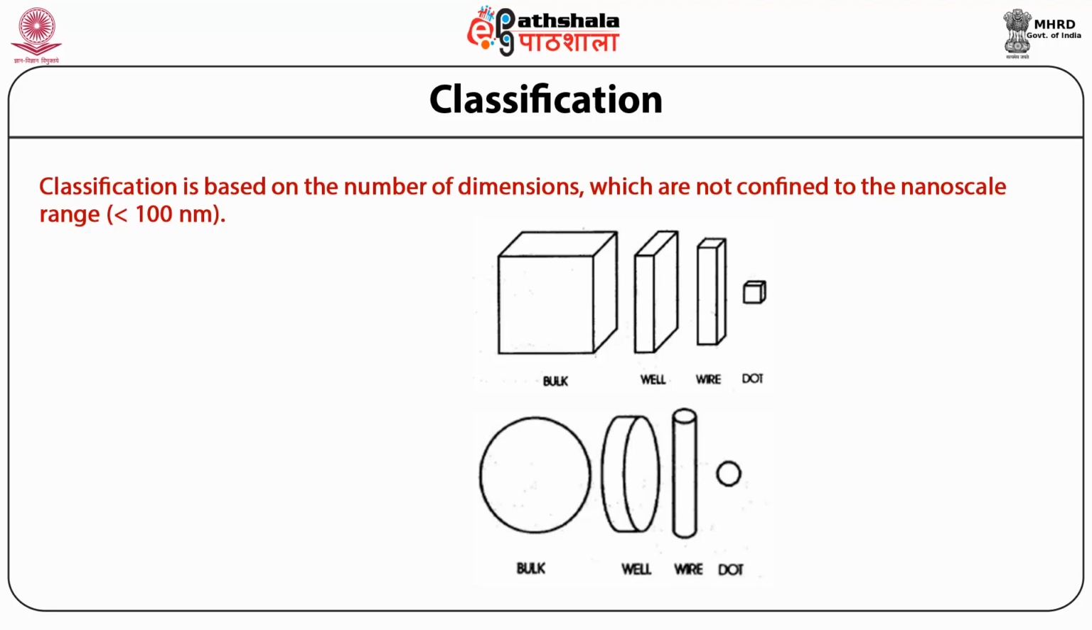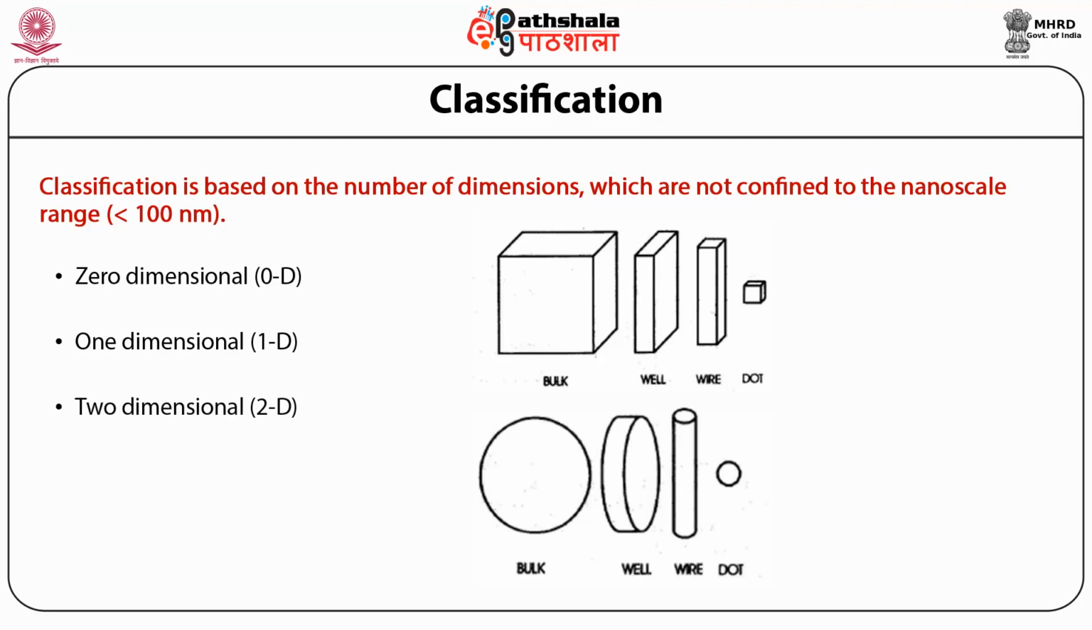Based on the size and dimensionality, the nanomaterials can be classified into 4 parts. The first one is zero-dimensional nanostructure. The second one is one-dimensional nanostructure, 1D. The third one is two-dimensional nanostructure, 2D. And the fourth and final one is three-dimensional nanostructure. The three-dimensional nanostructures are the bulk nanostructures where they behave classically, whereas the zero, one or two-dimensional nanostructures behave quantum mechanically.